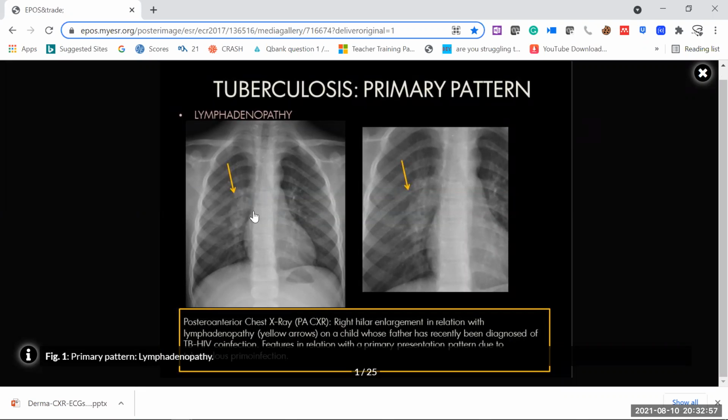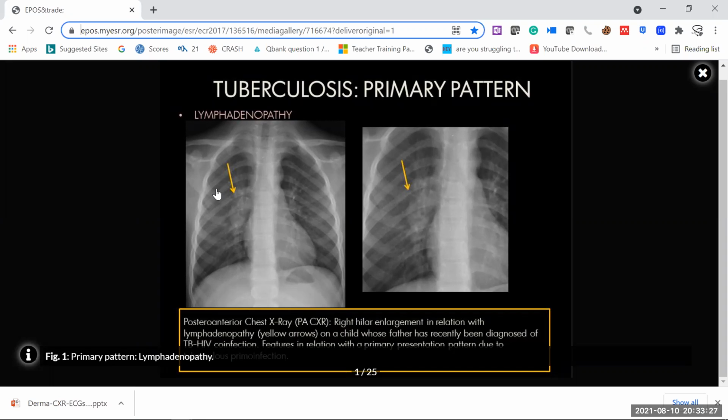The hilar region is this hilum part. We usually say in between the lungs, in the center of the lungs, we have this hilum portion from where the vessels are coming in and going out. If this area is showing a whitish area, that is called hilar enlargement. So here we can easily see this is the right hilar enlargement. If you can appreciate this right hilar enlargement, that is the initiation of tuberculosis. That shows lymphadenopathy, so it can be there on X-ray.